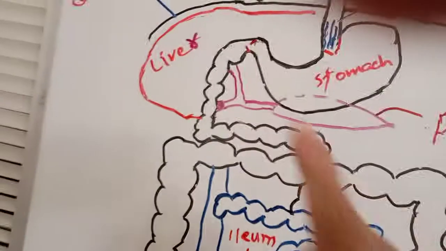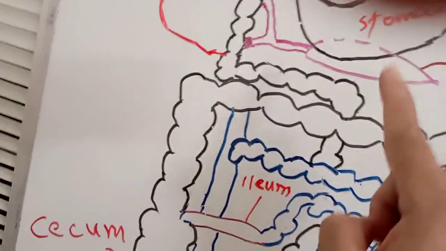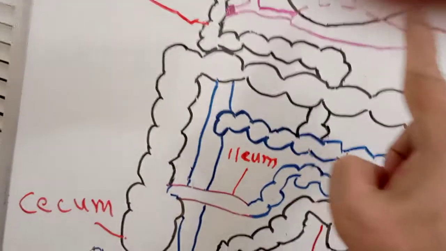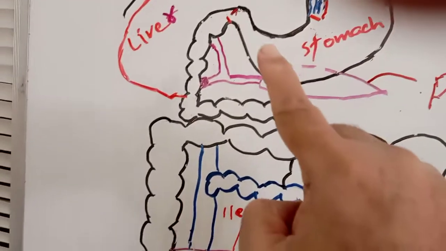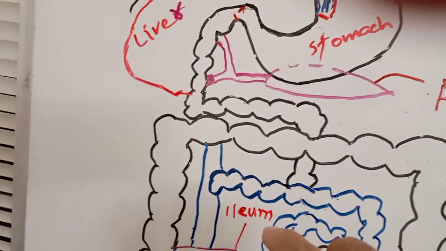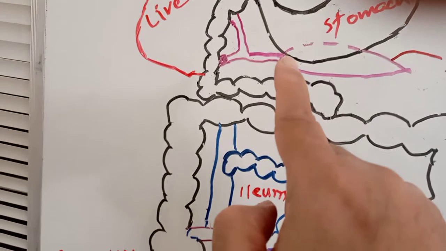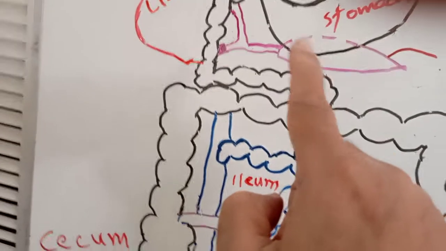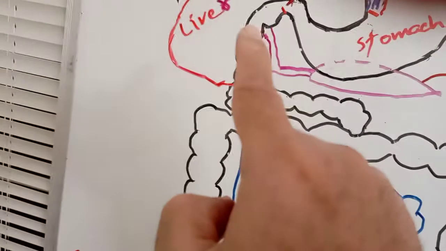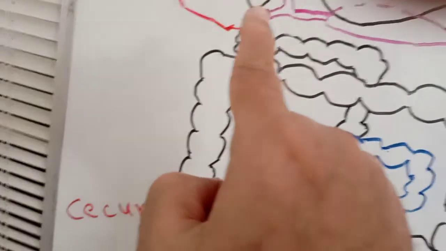And the accessory organs of this GIT system: this is the liver, and this is the pancreas, a little bit below and a little bit behind the stomach. A small tube comes out of it with the secretion of the pancreas, and another tube comes from the liver. They both join and open into the duodenum.